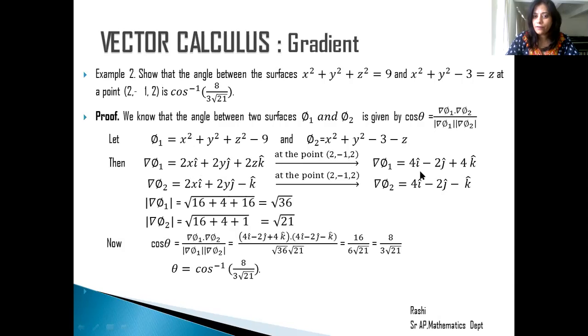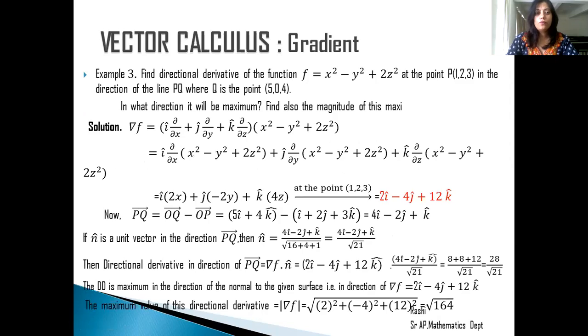Now I have grad phi 1 and grad phi 2. Find out the magnitudes; the same way, I will get root 36 and root 21. Use this formula and substitute the values. Do the dot product. How will you do the dot product? 4 4s are 16 plus 4 minus 4. So 16 upon, solving, I got this. Hence we got the result. So the gradient concept is clear to all of you, and what type of question they can ask, is it clear to all of you? Let us move to the next topic now.